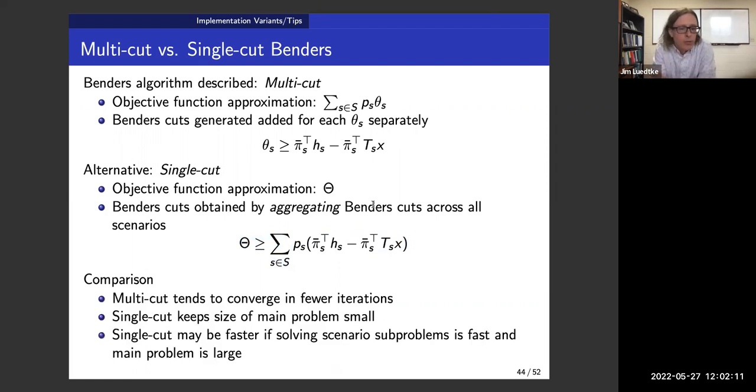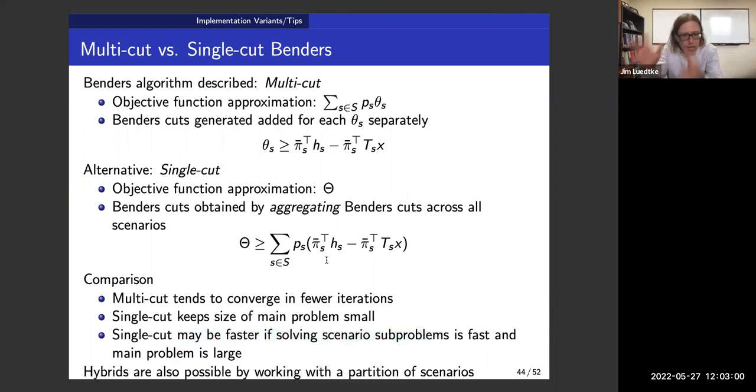The trade-off between the two approaches is this. With the multi-cut version, because we're adding a lot more cuts and you get recombination of them, it tends to converge much faster, in many fewer iterations. But then that master problem can get very large because I'm adding so many Benders cuts in each iteration. The single cut version can keep the size of that main problem smaller because I'm only adding maybe one cut per iteration. That's an advantage, but you might have many more iterations. The single cut method might be faster in particular if solving the scenario subproblem is very fast and the bottleneck becomes solving the main problem with all the cuts. Then it's okay to do a lot of iterations by keeping that main problem smaller. These are two extremes, and you can also partition the scenarios and have some kind of hybrid methods.